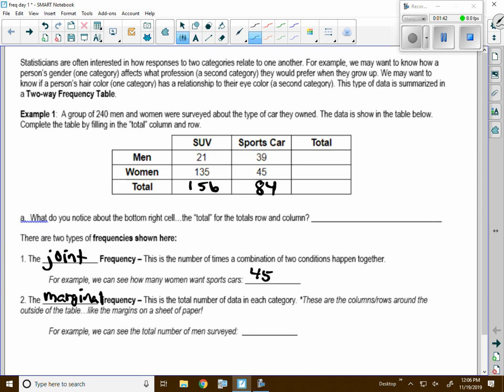Then we're going to total this way. Men would be 60, and women would be 180, as long as we're doing our math right. Now, that last box we've not filled in yet. I call that the total box. It is the total number of people that were surveyed. If we add 156 and 84, or if we add 60 and 180, we should get the same thing, which is 240.